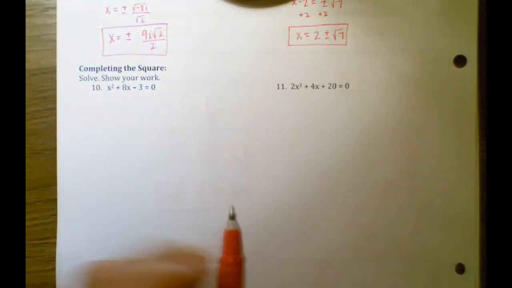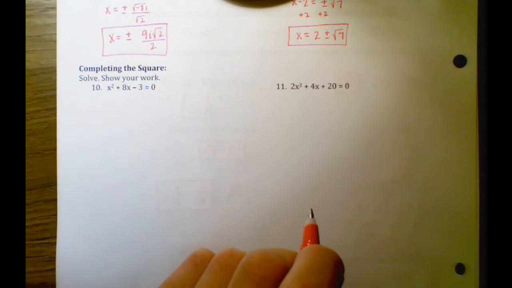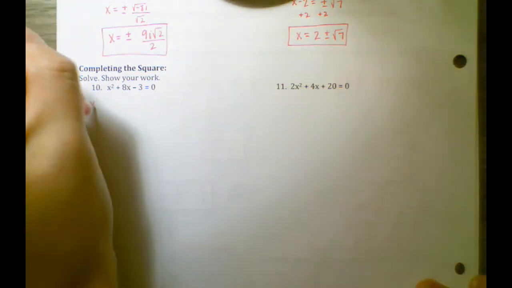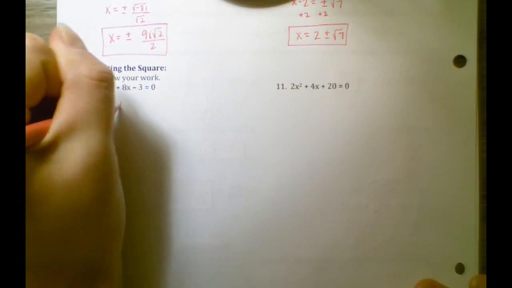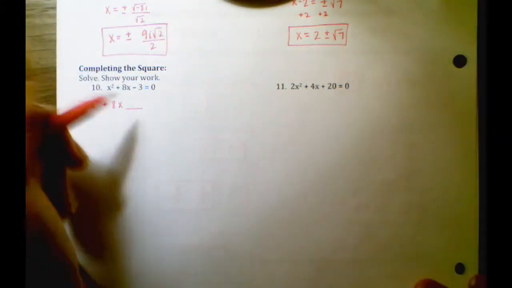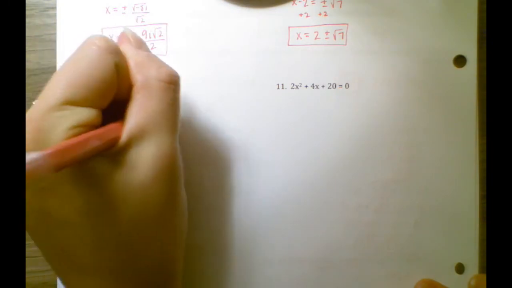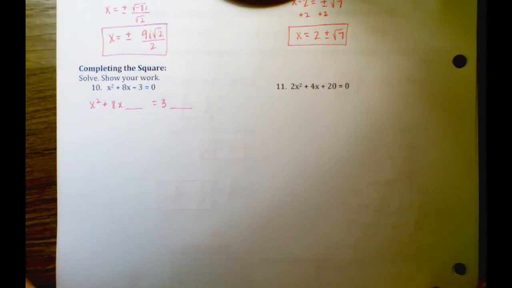Let's see here. All right, it says solve and show your work. Now remember, for completing the square, you have to get that c term to the other side. So I'm going to write x squared plus 8x blank. To move that negative 3 to the other side, I would add 3. So I'm going to have positive 3 blank. Okay, now we've got to fill in those blanks.